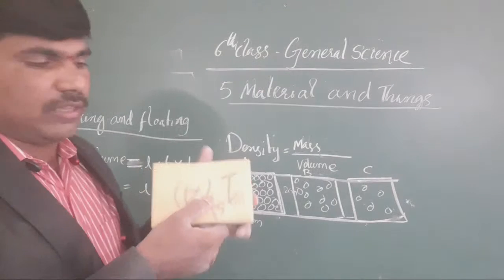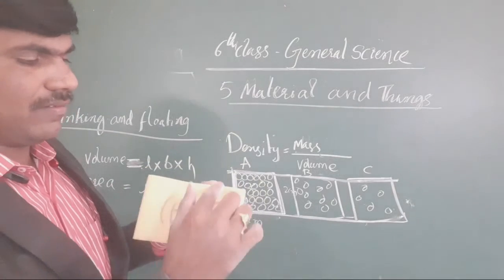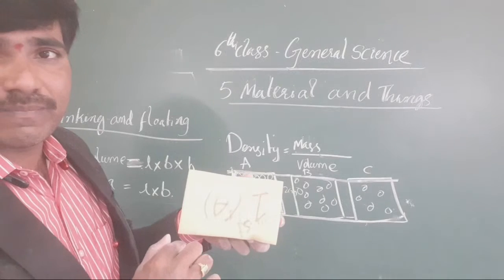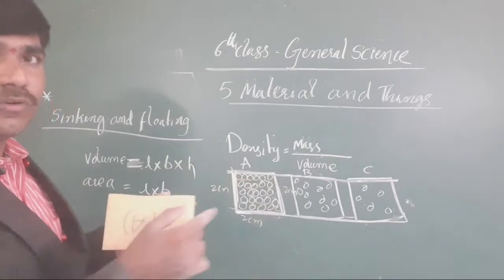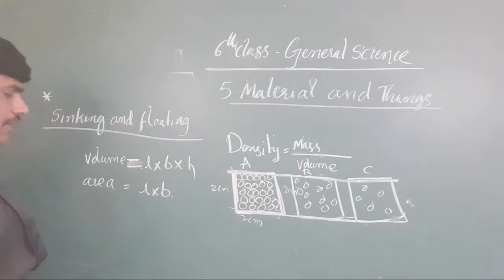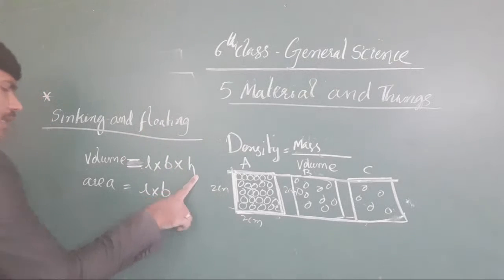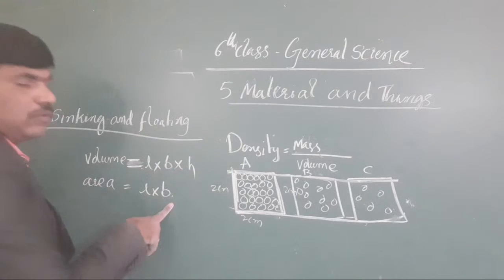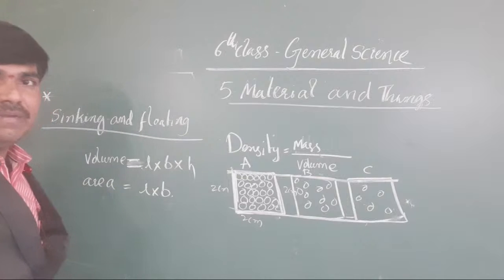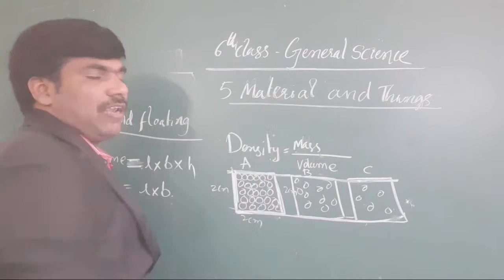Area is only the front side. It is the length, it is the breadth. This is only length into breadth. Volume is equal to length into breadth into height. Area is equal to length into breadth. Here density is equal to mass by volume.